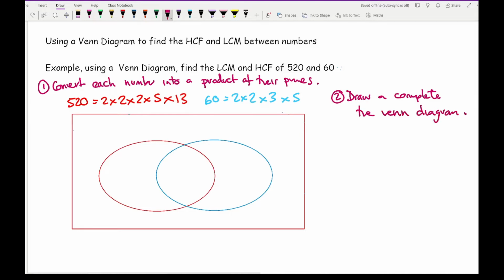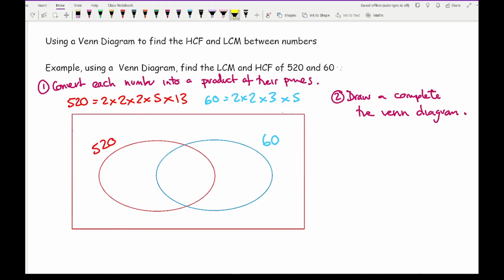So what I'm going to do is have 520 as one of the circles and 60 as the other circle. As you would expect to complete a Venn diagram using these sorts of numbers, I'm going to have numbers that appear in both products of primes in the middle, numbers that are exclusive to 520 in this section here, and numbers that are exclusive to 60 in this section here. And I should have no numbers outside the 2 circles. So let me just get rid of those 2 lines here.